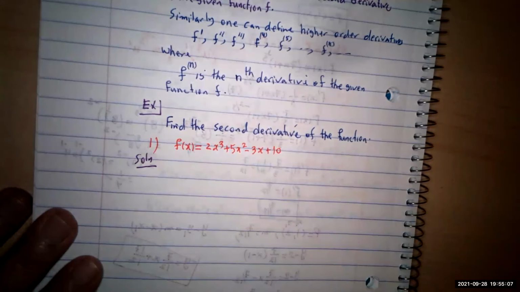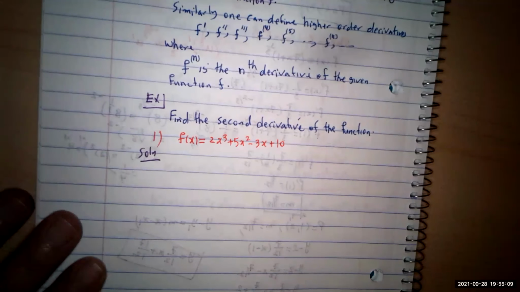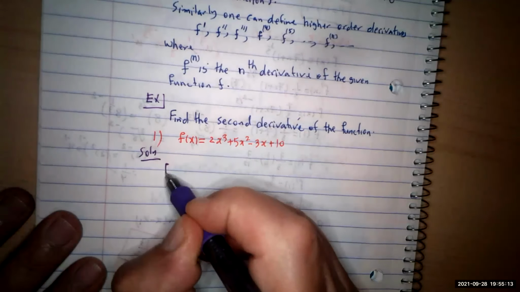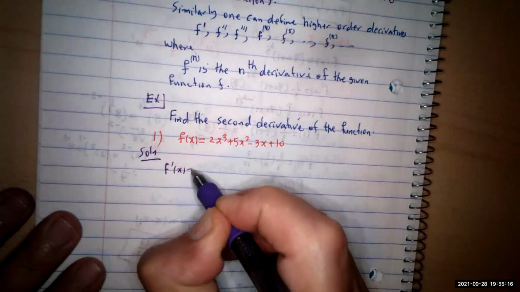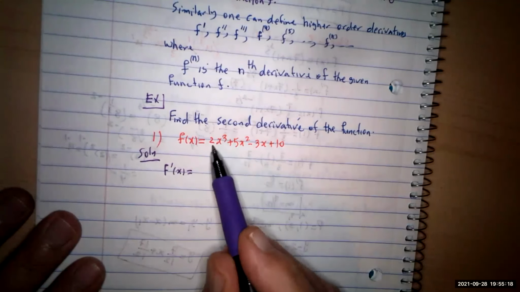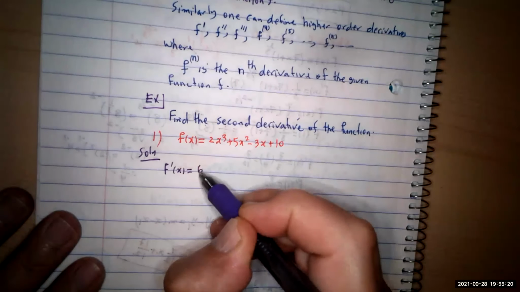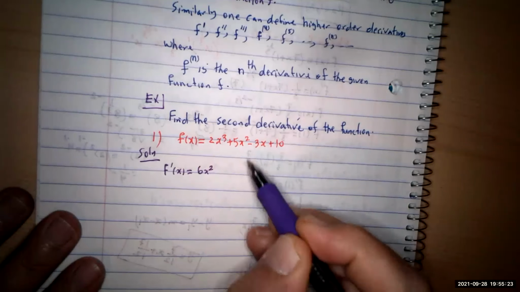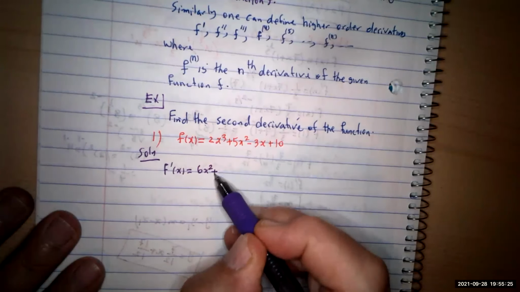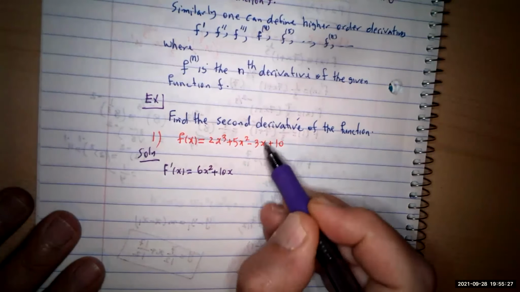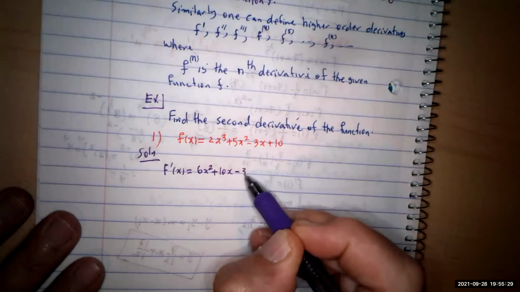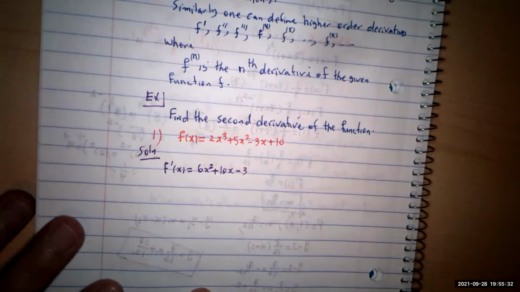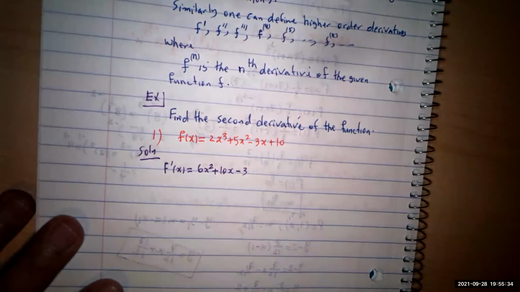Ordinary differentiation. No chain rule is going to be used for these types of problems. So we differentiated once. f prime of x is going to be equal to, by the action of differentiation, 3 times 2, 6, so 6x squared; 2 times 5, 10, so plus 10x; and 1 times negative 3 is just negative 3. That's going to be the first derivative. But you've been asked to find the second derivative, so we have to go on and get the second.